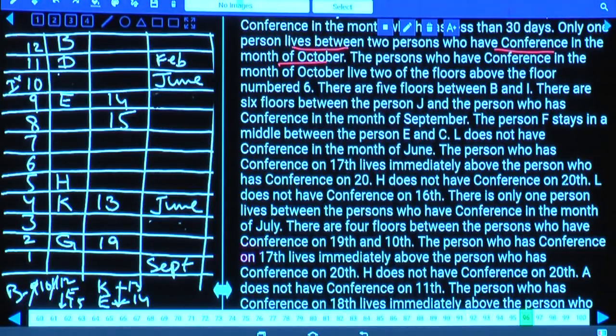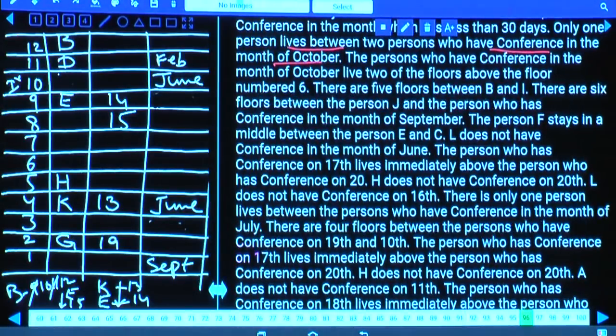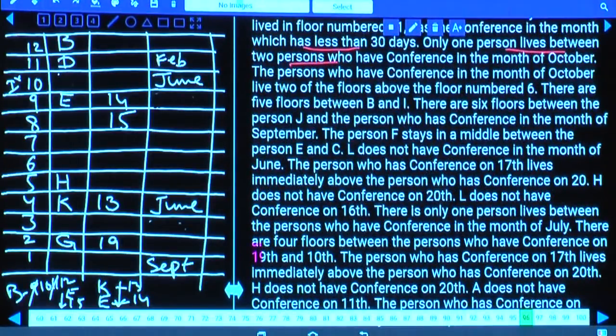That means the persons who have attended in October must be in the alternate months, because there must be only one person. Alternate months, there is only one person. Hence tell me where should this one? Alternate months, October is on either 7 or 9, 8 or 6, and so on. October. And any information regarding this one? 2 persons who have conference in the month of October, they must be in the alternate places. The persons who have conference in the month of October live 2 of the floors above the floor number 6.